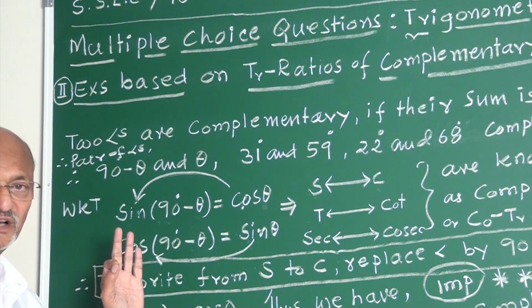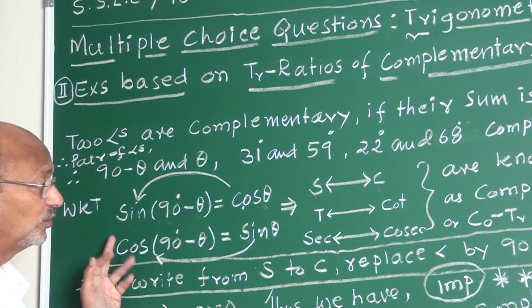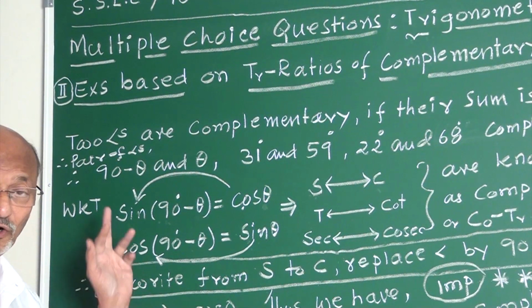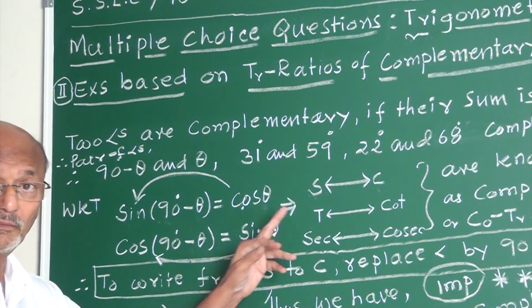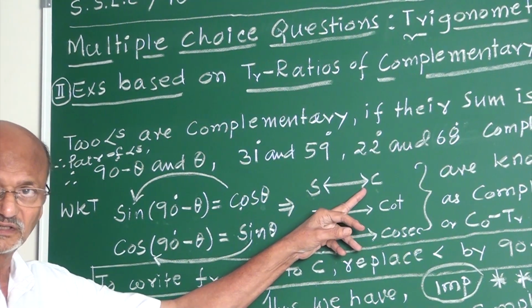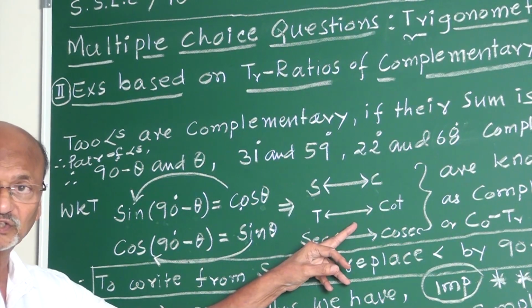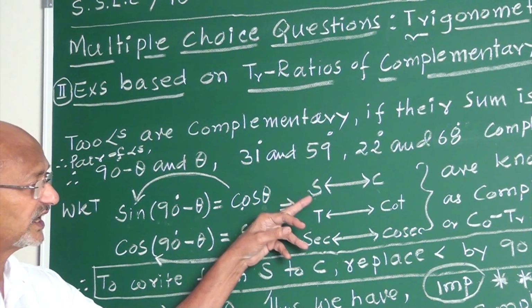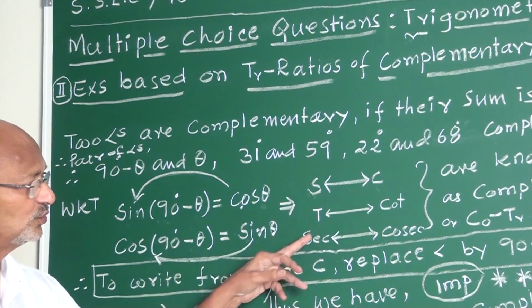So, what is your check? It is possible only with sine and cos, not sine with tan. But tan is with cot, replace. Sec is with cosec, replace. But not sine with cosec or cos with sec. No.